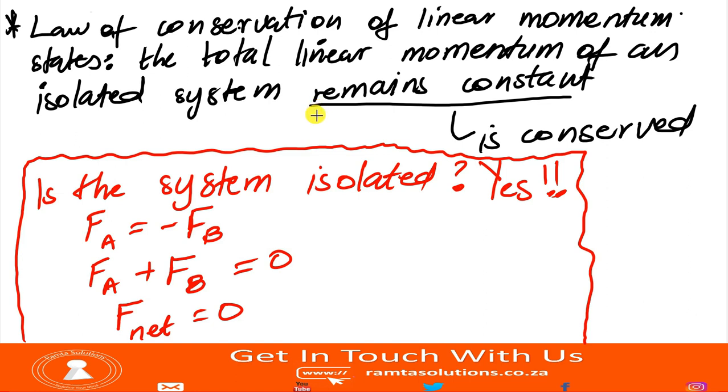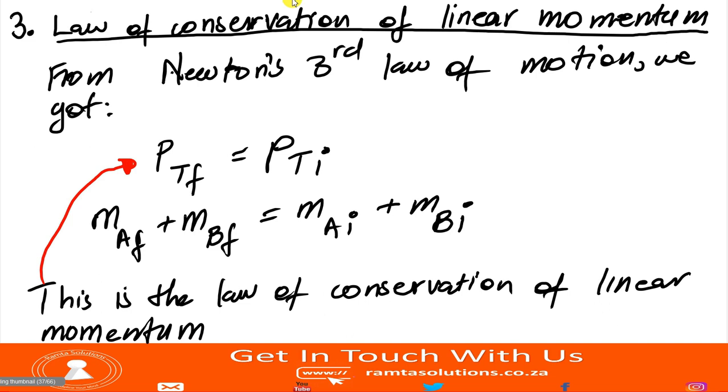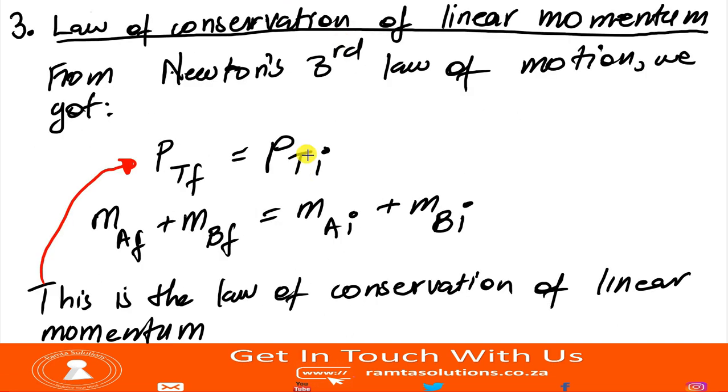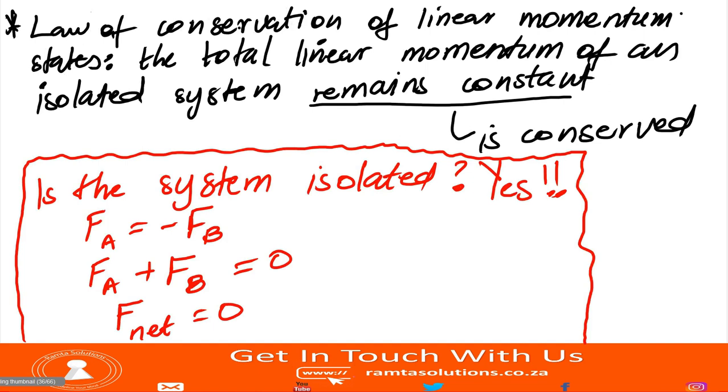Alright. Now, moving on. We said the law of conservation of linear momentum says the total linear momentum of an isolated system remains constant. Alright? Remains constant. And this is the law. Whether you write it like this or you write it like this, it doesn't matter. Okay, so let me just write the law.